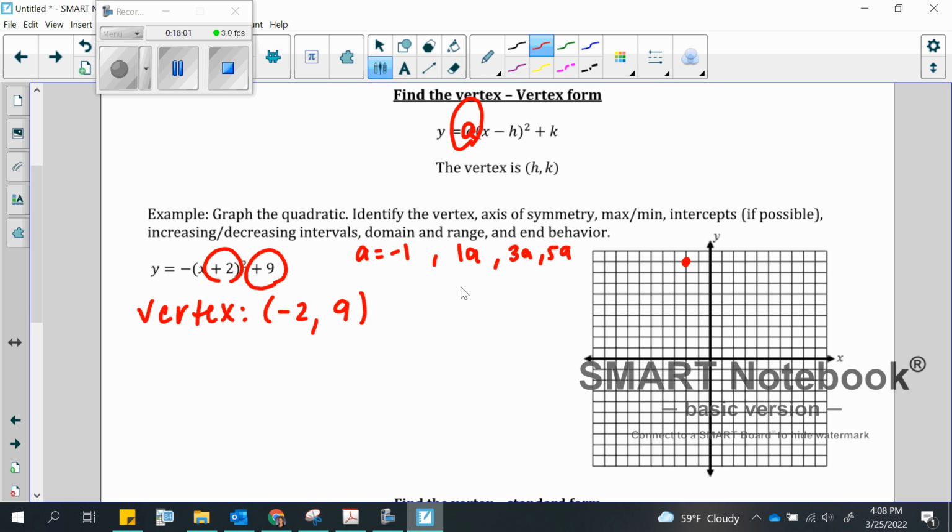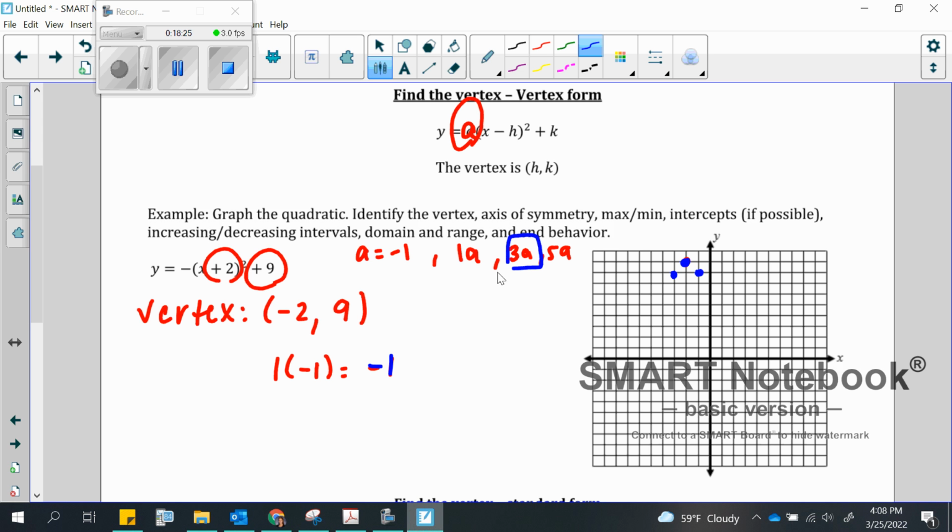Okay, so what does that mean? So 1 times a is 1 times negative 1, which means negative 1. This tells you how much you go up or down, and then you go left and right by 1. So you start at the vertex. This rule says, hey, go down 1. So you go down 1, left 1. You go back to the vertex, down 1, right 1. Those are each 2 points on your parabola.